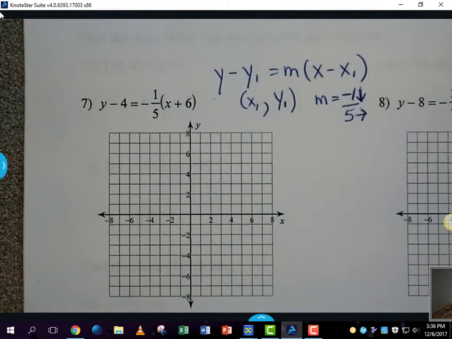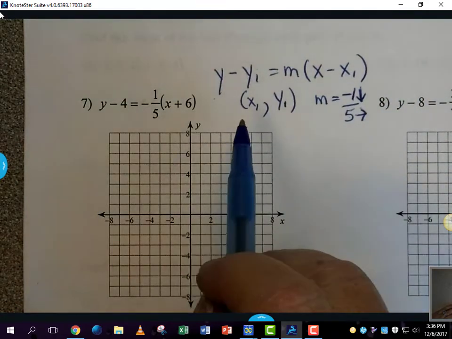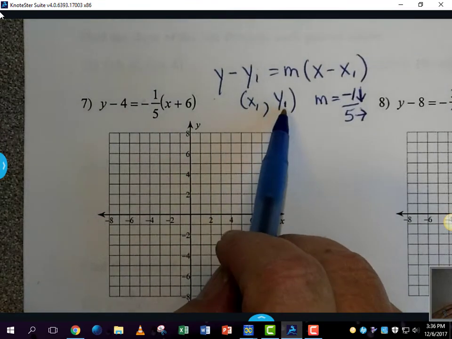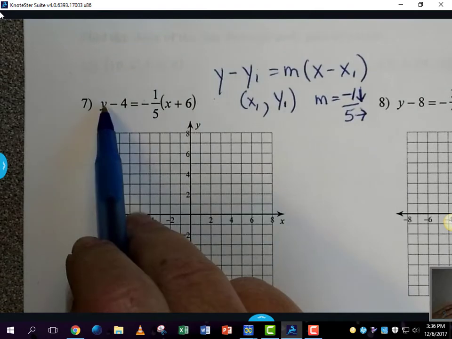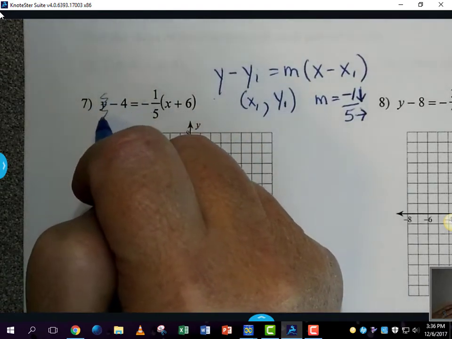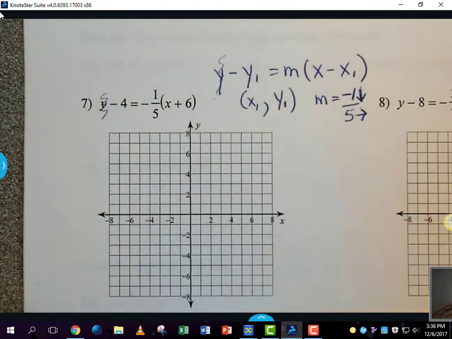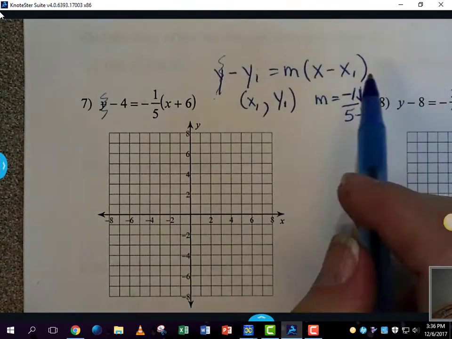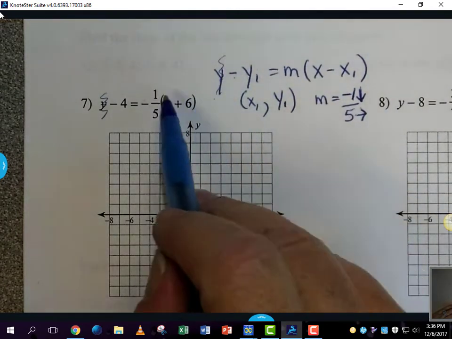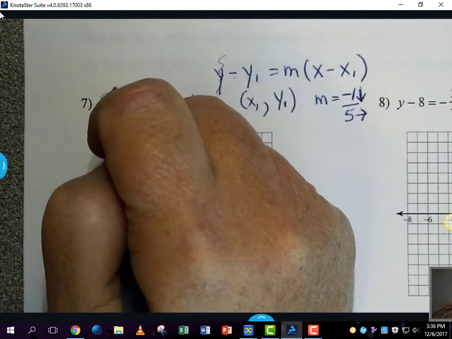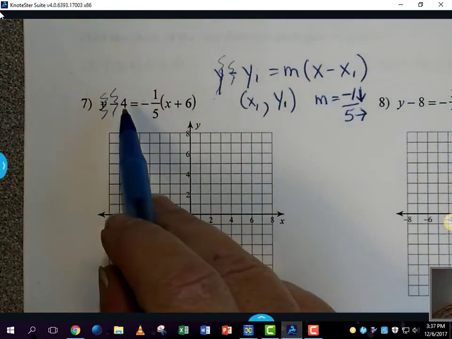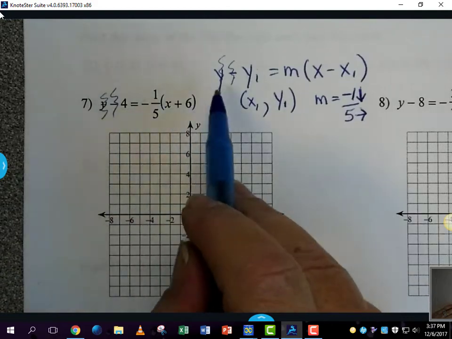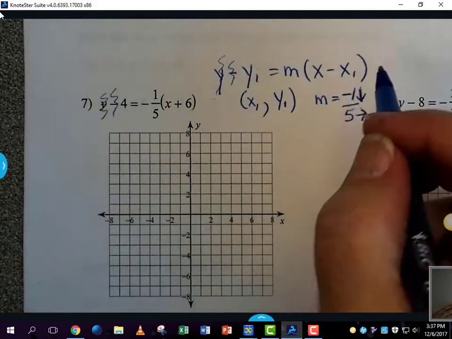But I need a place to start. So that's where the x1, y1 comes in. So this is part of my formula. This y and this y, that's part of my formula. So I am basically going to eliminate those from my mind. And then I have this negative and this negative. I eliminate that. What do I have left over? I have left over a positive 4. y1 is positive 4.